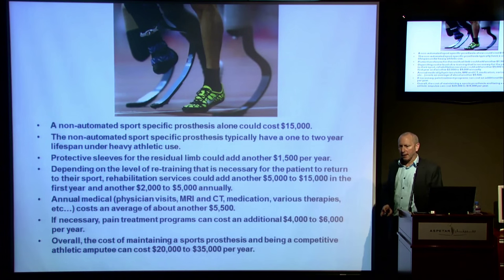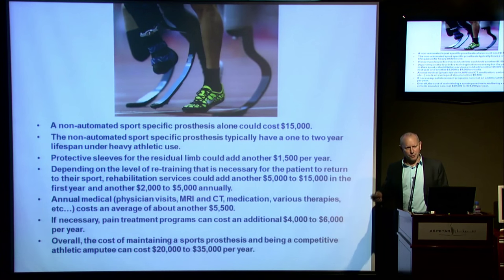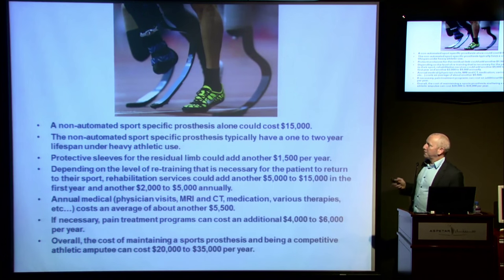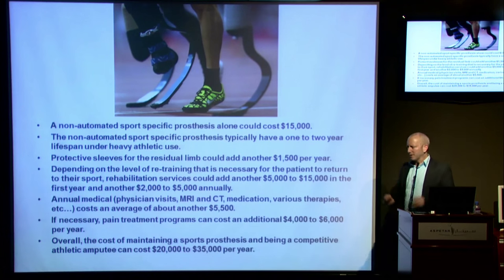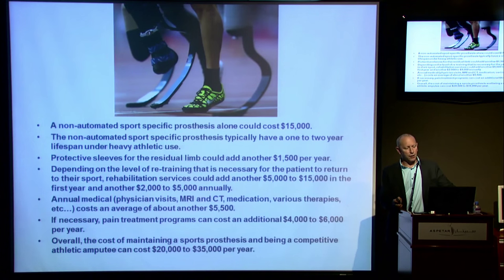So this is big business, and if you have a look at these costs here, a non-automated, sport-specific prosthesis alone could cost up to $15,000, and this has probably escalated in the last 4 years since I made the slide. They have a 2-year lifespan under heavy athletic use, so you can see how often people are going to need to change it. The protective sleeves of the residual limb can add another $1,500 per year, and depending on the level of training that's necessary for a patient to return to sport, rehabilitation, all of these things could cost another $5,000 to $15,000 in the first year, and then $2,000 to $5,000 annually. Then, because I told you that problems with the stump occur, you can add imaging to that, and you can see you start to build quite a lot of money here. So the cost of maintaining a sports prosthesis and being in a competitive athletic environment can cost between $20,000 to $35,000 US dollars per year.